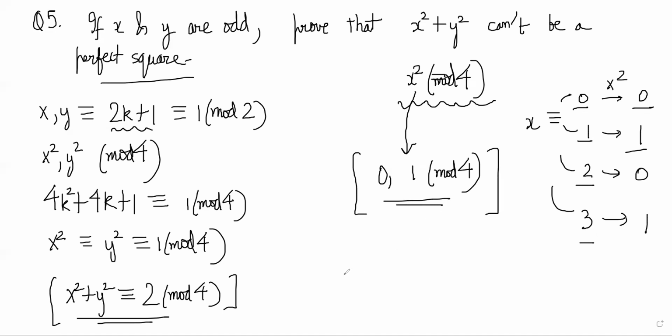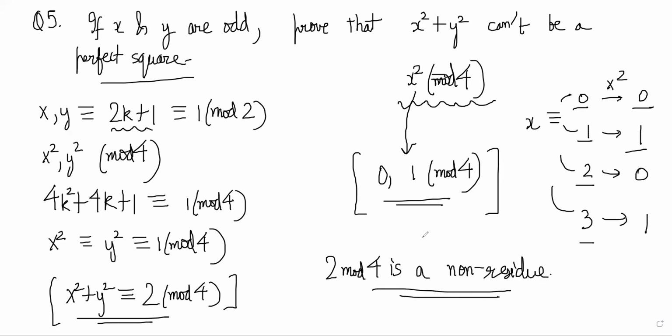So that means 2 mod 4 is a non-residue. What that means is that there is no number x such that x square is congruent to 2 mod 4. Therefore, since x square plus y square is coming out to be 2 mod 4, we know that x square plus y square cannot be a perfect square. I hope that is clear. X square plus y square cannot be a perfect square, right?